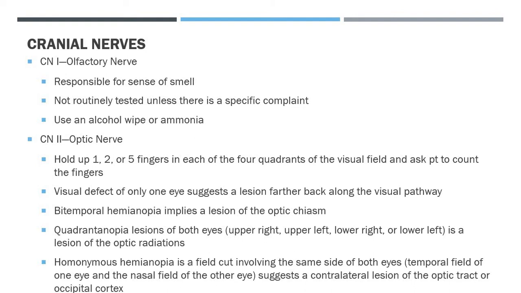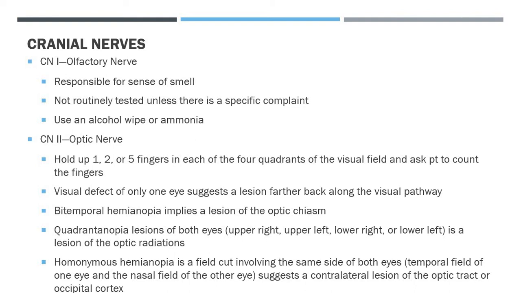There are a couple of glossary terms here I don't expect you to know, but you're going to see some of these things as you go along, like bitemporal hemianopia. That's basically a lesion right at the optic chiasm, and I'll show you a picture of this. It's where the left and right eye optic nerves come together and kind of form an X. You may have seen a picture.